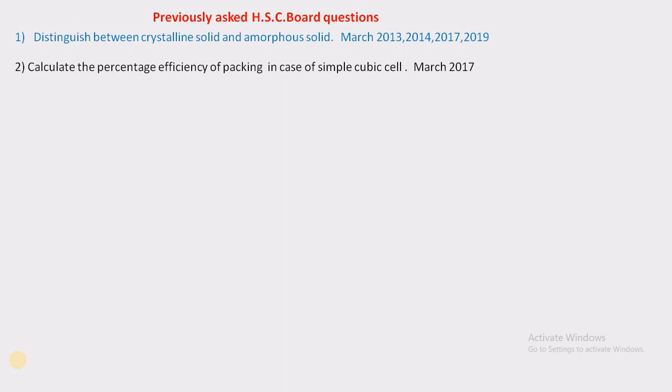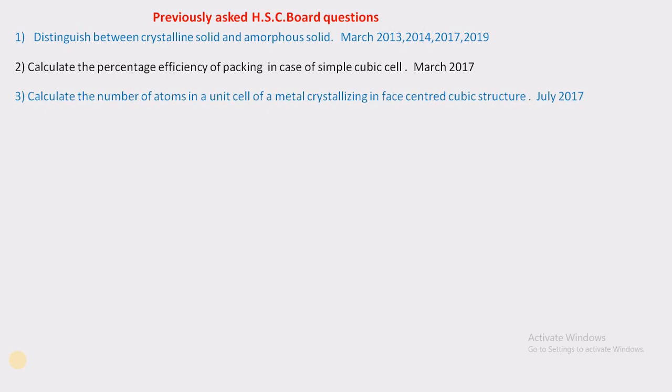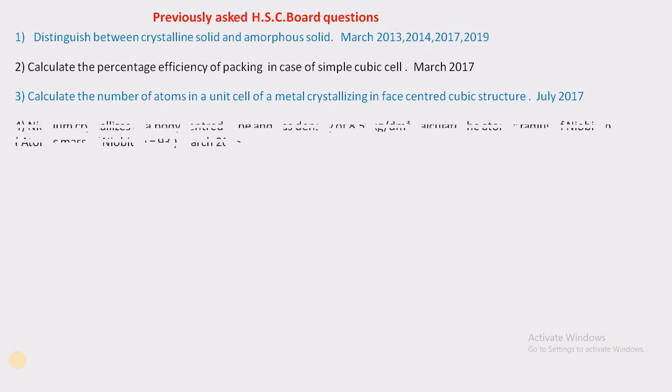And in the previous lecture we have seen the packing efficiency in case of simple cubic cell, body centered and FCC. For 2 marks, the question: calculate the number of atoms in a unit cell of a metal crystallizing in FCC structure. How did we calculate the number of atoms? In case of FCC, atoms are present at the 8 corners, and the contribution is 1/8. Hence 8 into 1/8 is 1 particle, and each face has an atom and its contribution is 1/2. 6 into 1/2 is 3, plus 1, that is 4. We have already seen that, and this question was asked in July 2017.